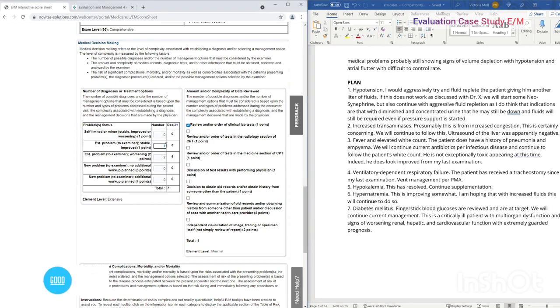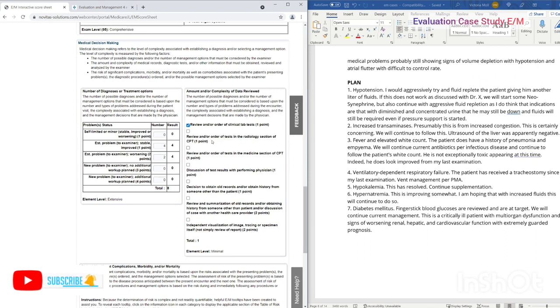So where are we at right here? We've got a total of 7. We're way above and beyond where we need to be for our extensive number of diagnoses or treatment options. We only need a 4 here to get the extensive, so we definitely have at least an extensive level here. Now, you may have considered things a little bit differently. Again, E&M coding is subjective. You may have a different interpretation than I do.